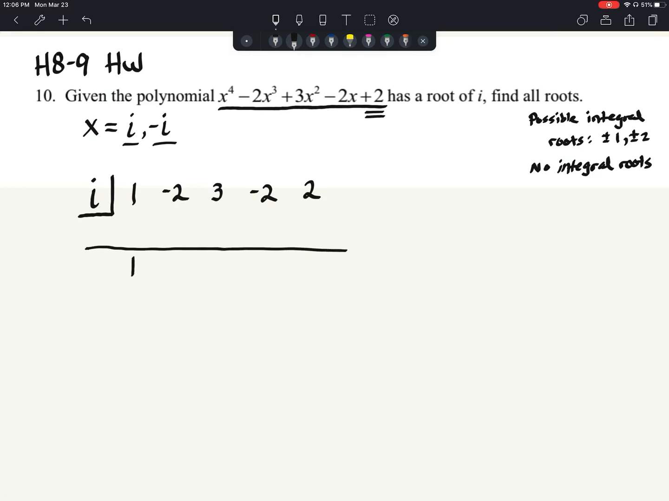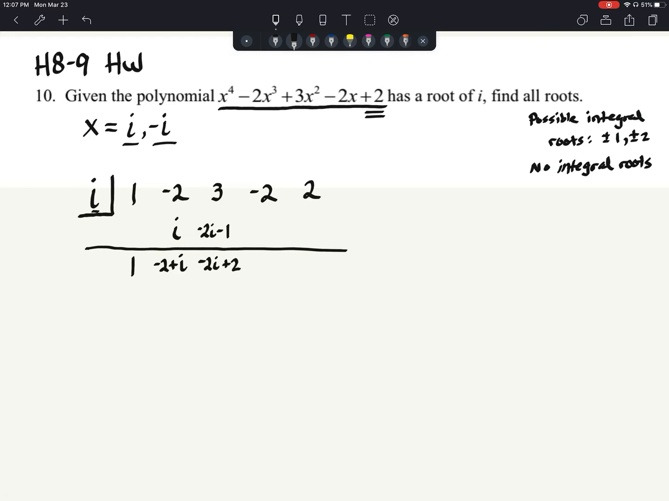All right, so we'll bring down our 1. Now 1 times i is just i. When I add negative 2 plus i, I get negative 2 plus i. I can't really combine those together. Now when I multiply negative 2 plus i times this i up here, negative 2 times i is negative 2i, and then i times i is i squared, which is just like a negative 1. So we have negative 2i minus 1. When we add our 3 and our negative 2i minus 1, we're going to get a negative 2i, and then 3 plus negative 1 is going to be plus 2.